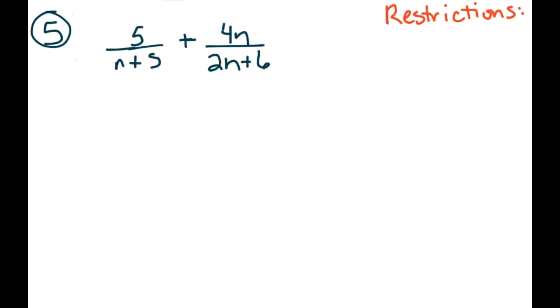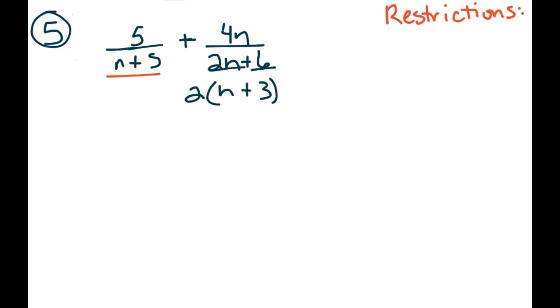Okay, first thing we want to do are restrictions. I've got an n plus 5. I've got a 2n plus 6. I see a GCF in there of 2, so let's factor that out first. 2n divided by 2 is n, 6 divided by 2 is 3.